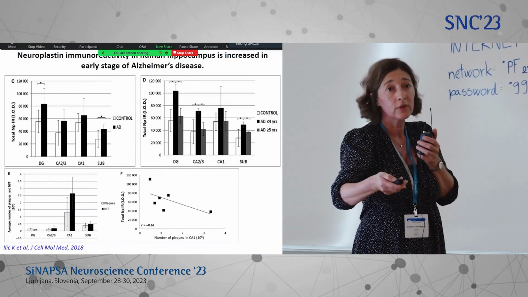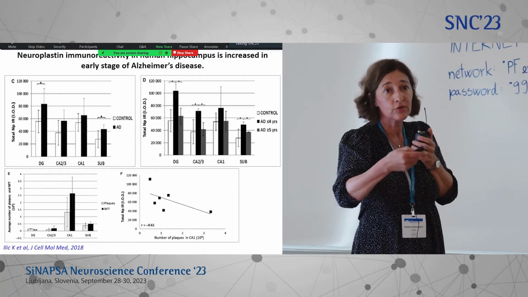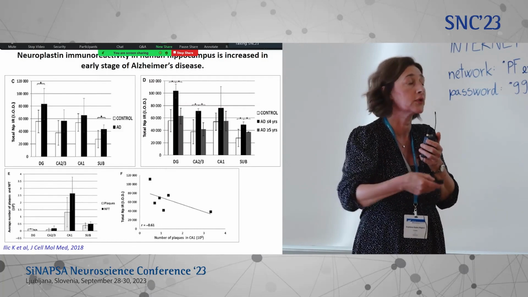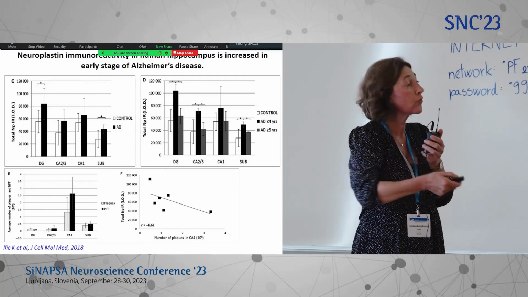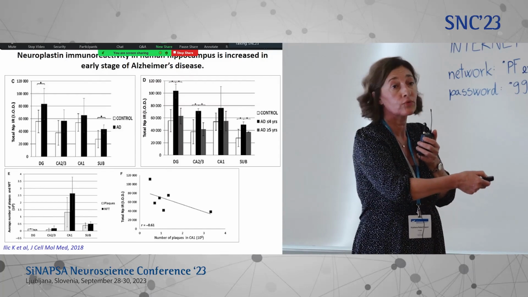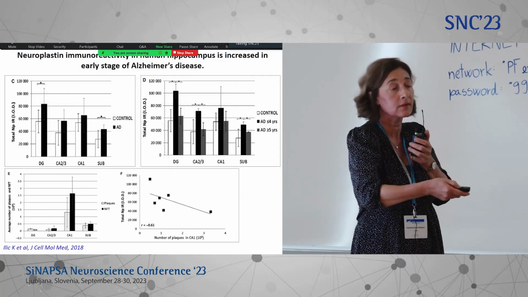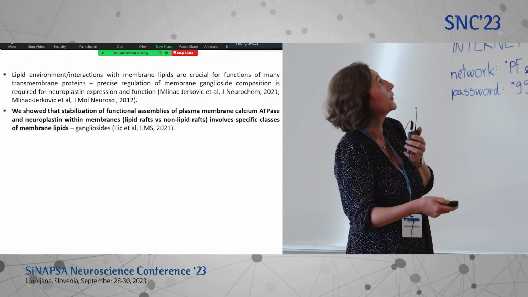But later on, when you have the high atrophy and the loss of the neurons and a lot of plaques and a lot of tangles, then of course we have this negative correlation of neuroplastin immunoreactivity with the number of those plaques and tangles in the human hippocampus.